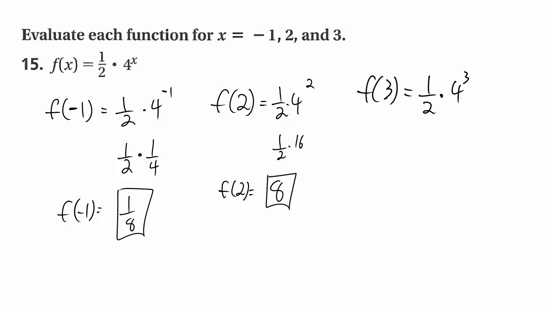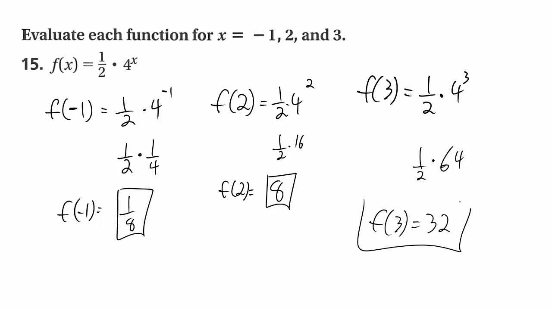Lastly, if we replace the x with a 3, f of 3, this is not read as f times 3, it's f of 3. First, we raise the 4 to the third power. That's 64, and then we do half of 64. So this function evaluated at 3 comes out to 32. But this is just getting practice evaluating functions.